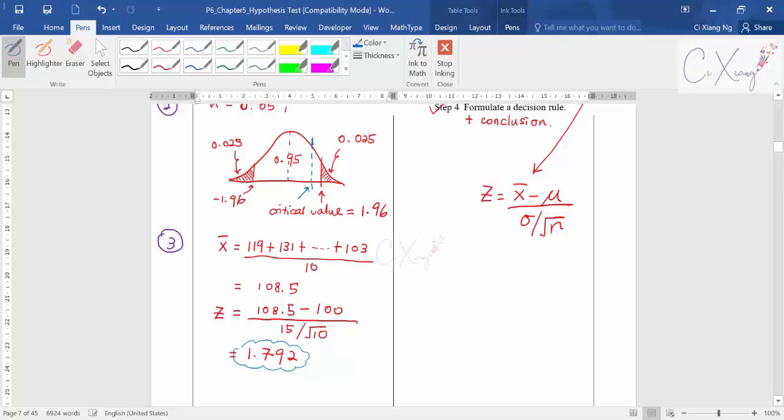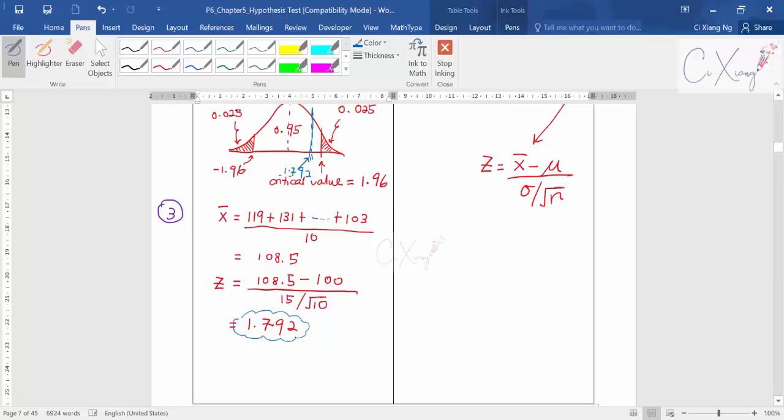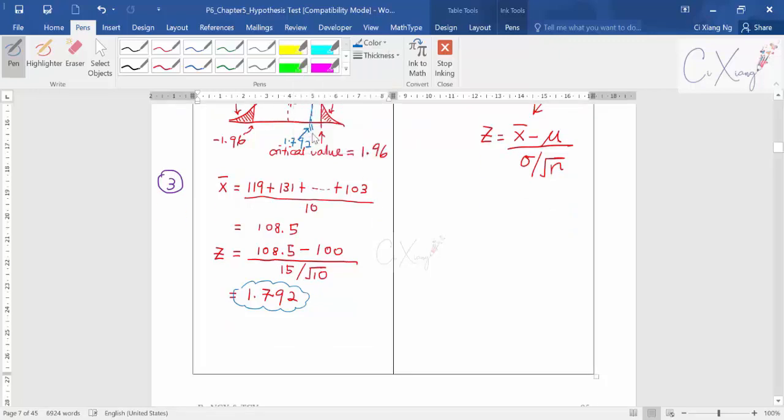Okay, so this is 1.792 before 1.96, right? Now you look at this 1.792. Is it in the acceptance region or the rejection region? Very obvious, it is in the acceptance region. So since it is in the acceptance region, what you write here is this: we shouldn't say we should accept the null hypothesis, but we will say that we do not reject the null hypothesis.